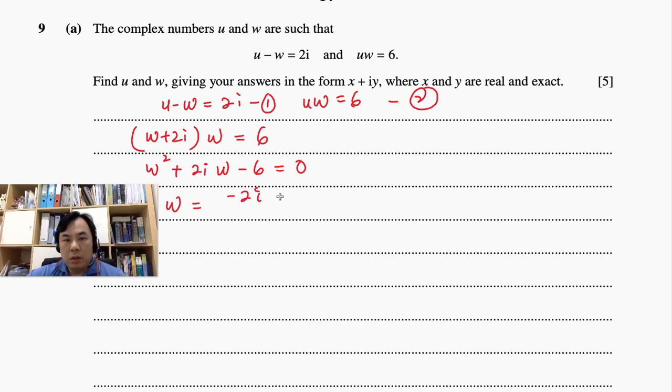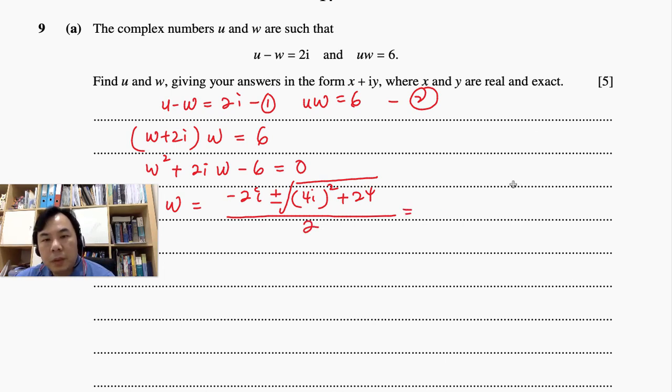Therefore, omega, by using the quadratic formula, we have plus or minus square root of 4i squared plus 24 here over 2. Now from here we have negative 2i plus or minus, you can bring the 4 out because this is actually negative 16. Now knowing that i squared is equal to negative 1 for any complex number, so this is actually negative 16. So square root of 8 is actually 2 root 2 here over 2.